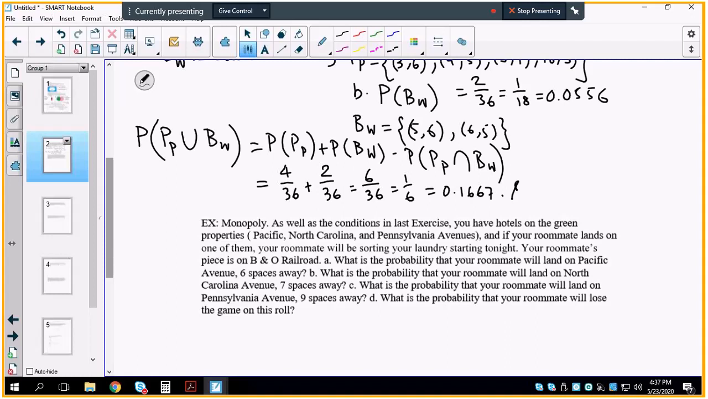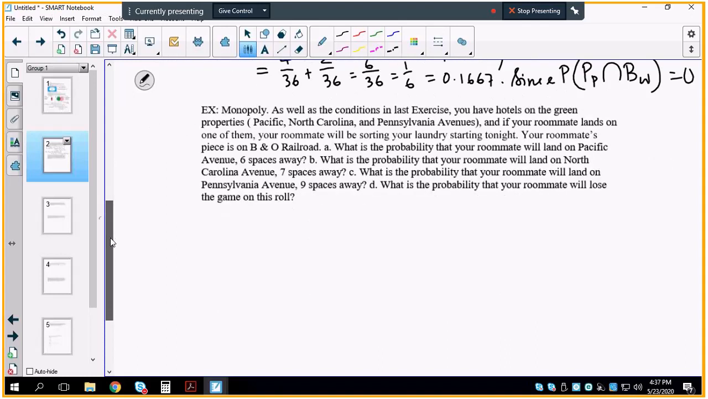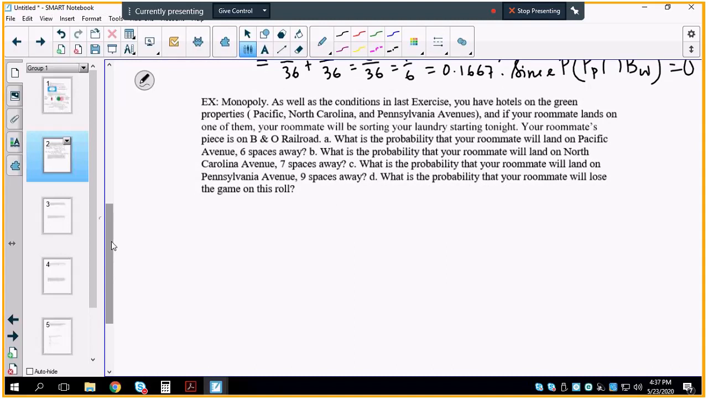Since probability of Park Place intersected with Boardwalk is 0, this event will not have any outcome in it. It is not feasibly possible to be in Park Place and Boardwalk at the same time. The other side of the game, as well as the condition in the last exercise, you have hotels in green properties, Pacific, North Carolina and Pennsylvania avenues.